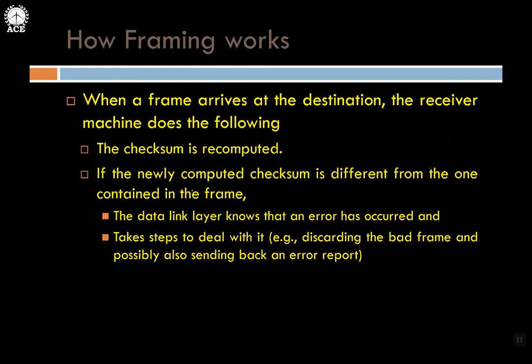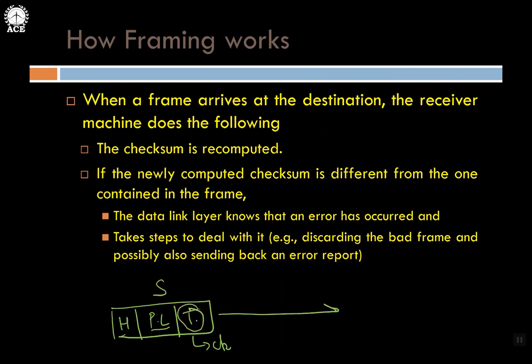So the frame already has three things: one is the header, the other is the payload, the packet, and the checksum, the trailer. This is called the checksum. So the sending machine will compute the checksum and put the value here. Then it is in transit.